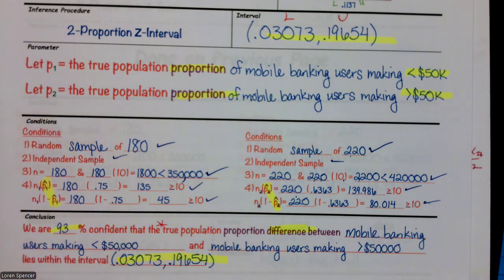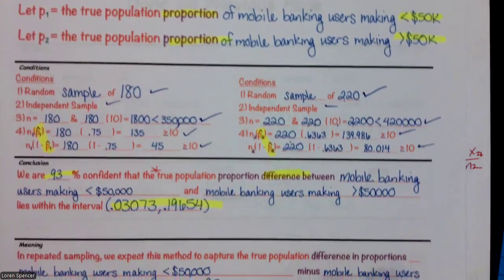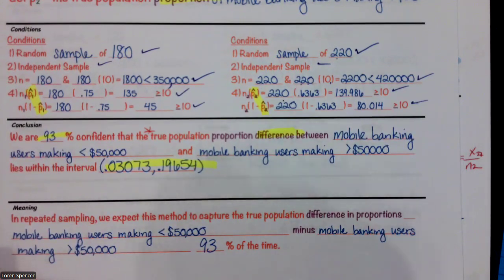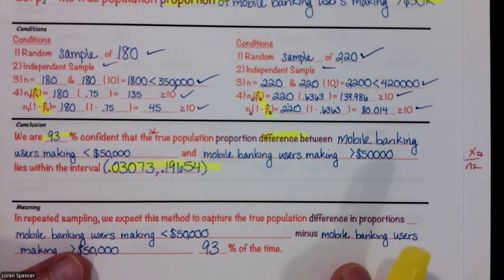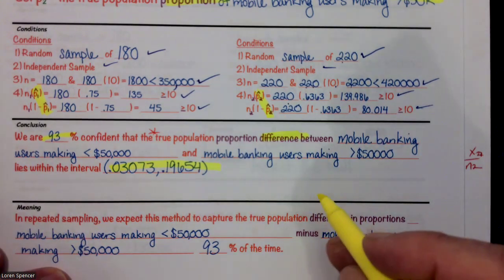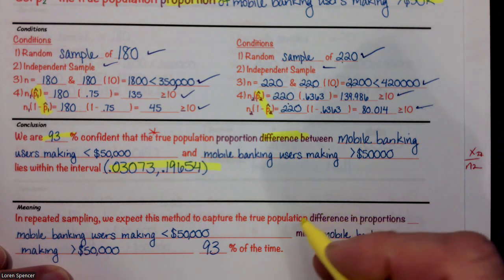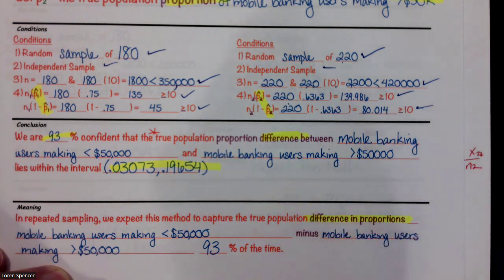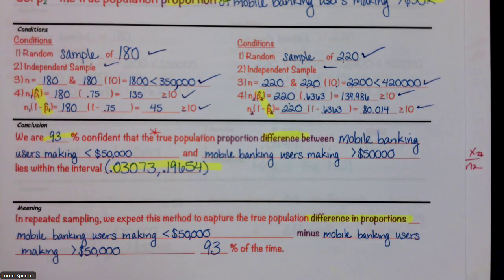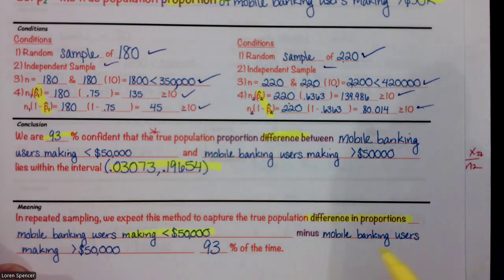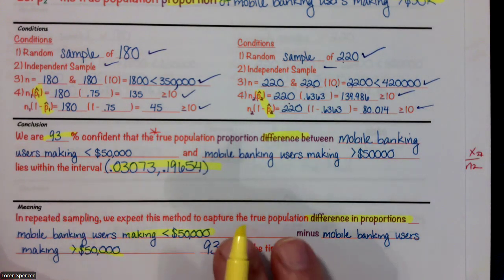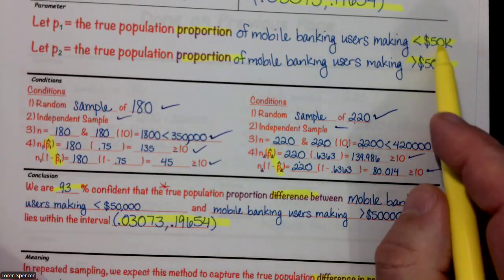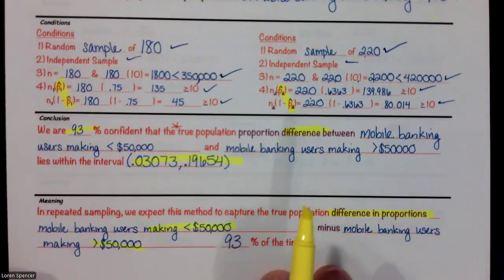All right, last thing, the meaning. In repeated sampling, we expect this method to capture the true population difference in proportion. Gotta have the difference in there. Of mobile banking users making less than 50,000 and those making more than 50,000 93% of the time. Less than 50,000, more than 50,000.